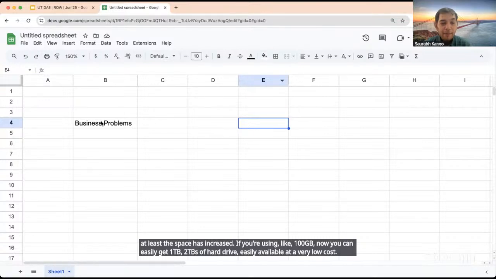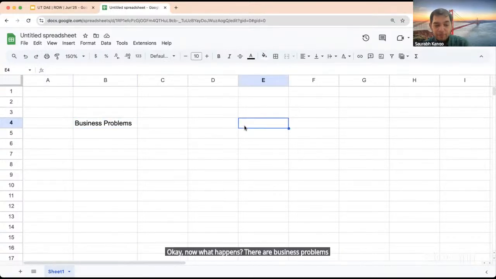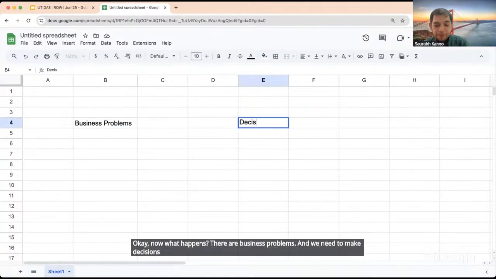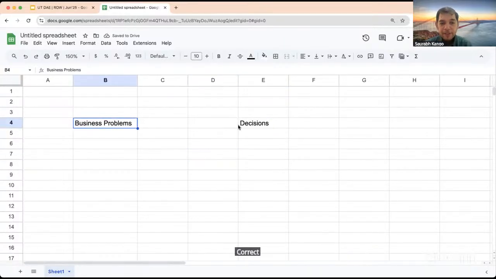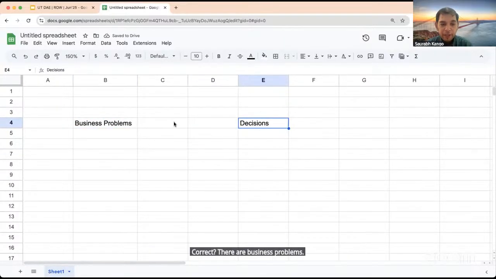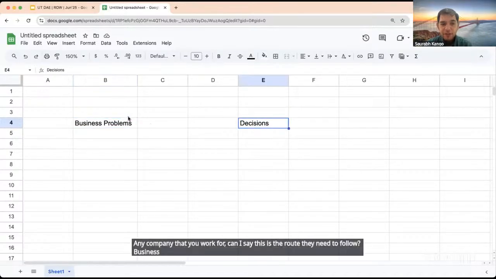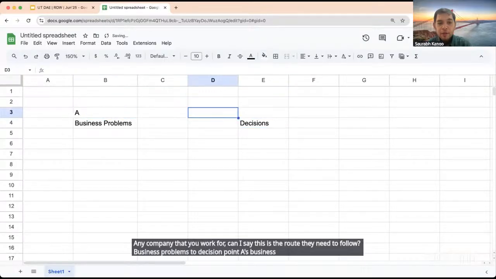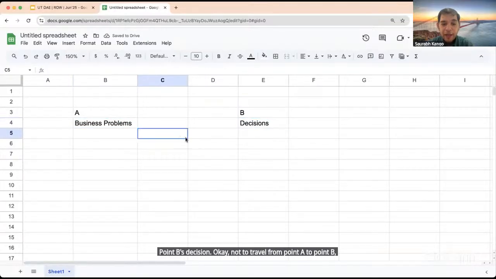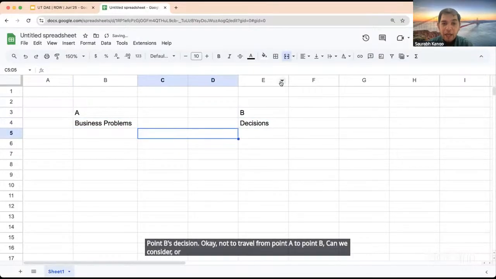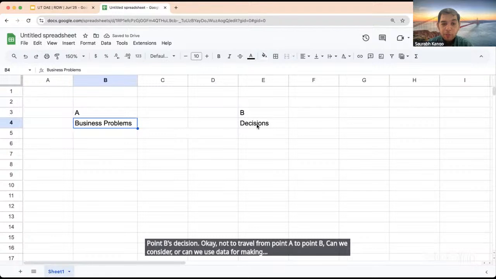Okay, now what happens? There are business problems, and we need to make decisions. Correct? Any company that you work for, can I say this is the route they need to follow? Business problems to decision. Point A is the business problem. Point B is the decision. Now, to travel from point A to point B, can we use data for traveling from point A to point B?